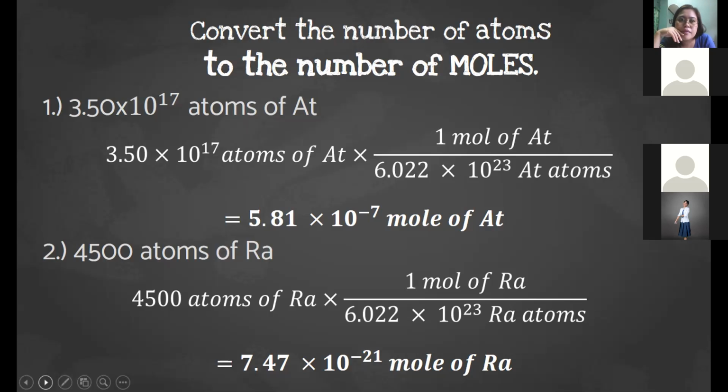So on number 2, 4,500 atoms of radium. So 4,500 atoms of radium times 1 mole of radium over Avogadro's constant number 6.022 times 10 to the power of 23 atoms of radium is equivalent to 7.47 times 10 to the power of negative 21 moles of radium.